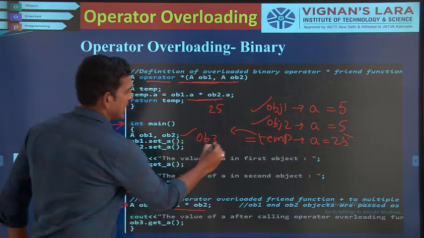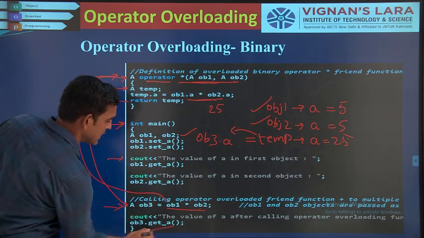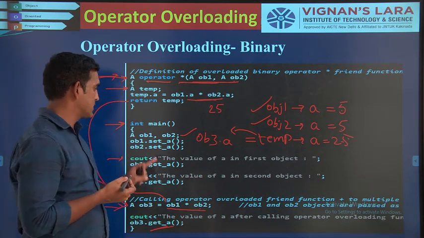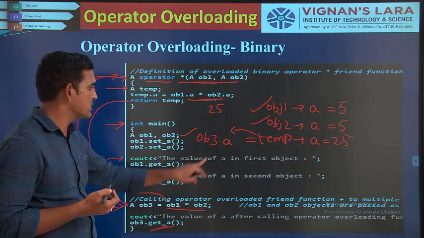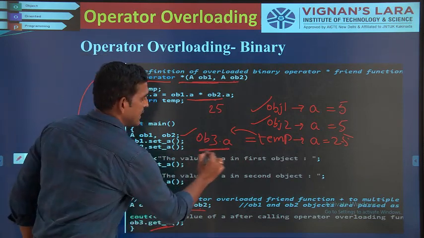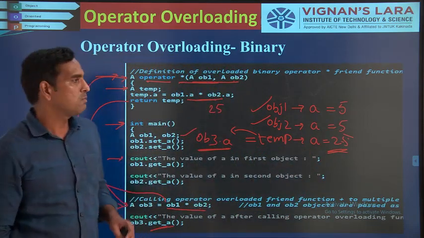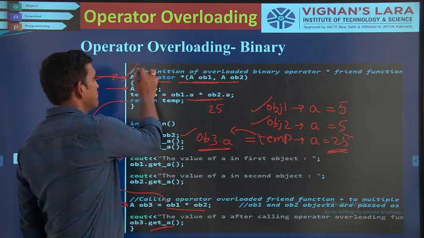Now object 3's a will contain 25, and I am printing it by using the get a method, that is, object 3 dot get a. I think you can understand this particular example. Object 3 dot get a means it will print whatever value is present in object 3's a, that is 25. So this is how you perform binary operator overloading using friend functions.